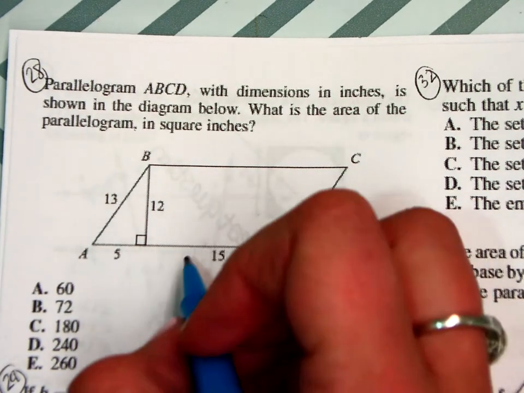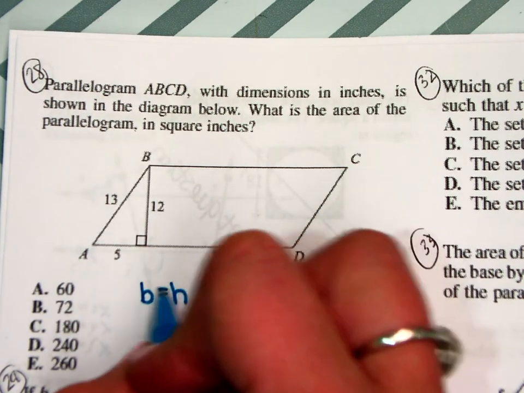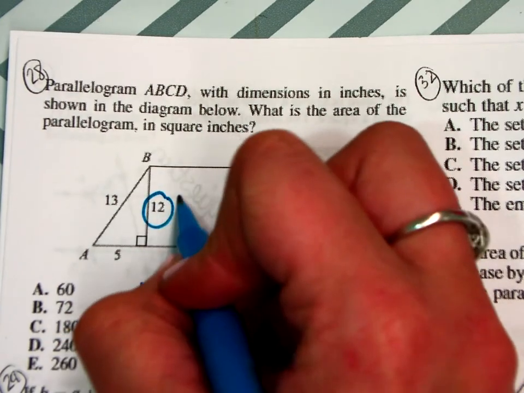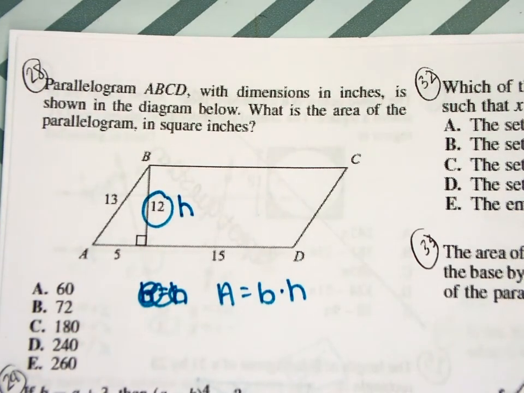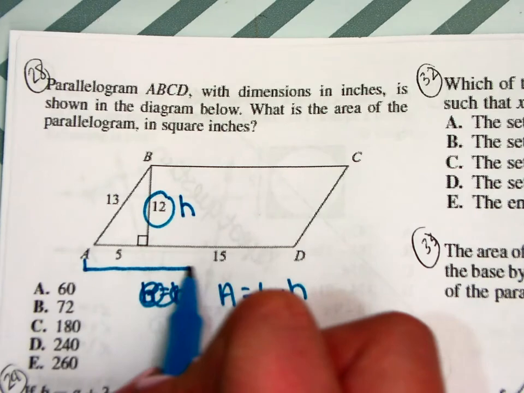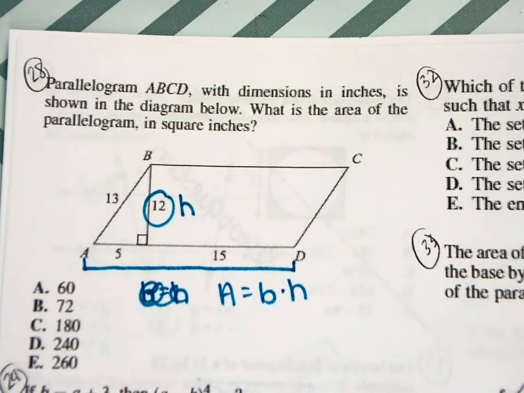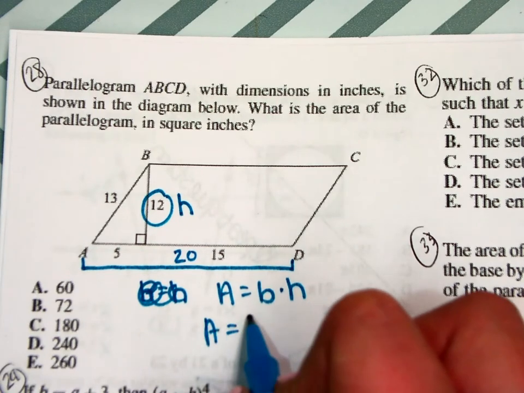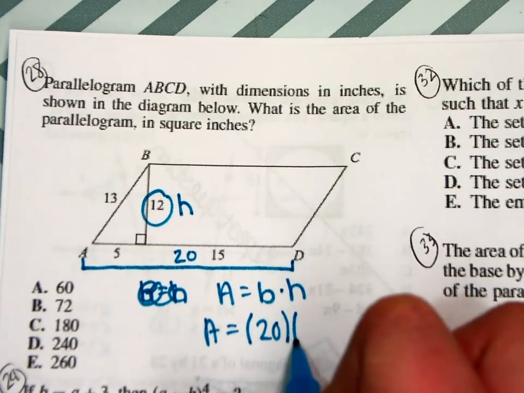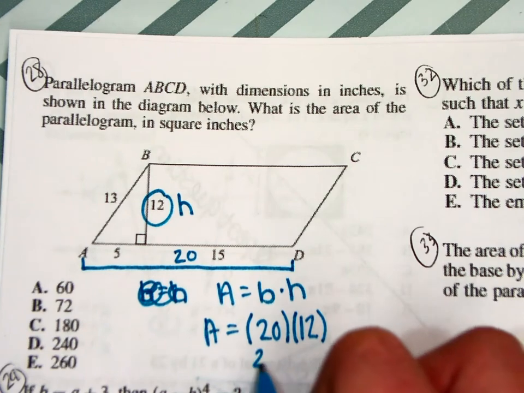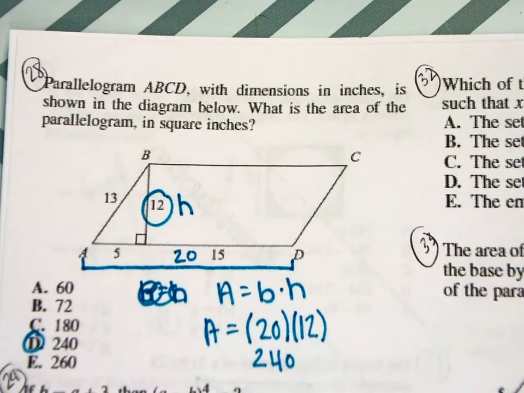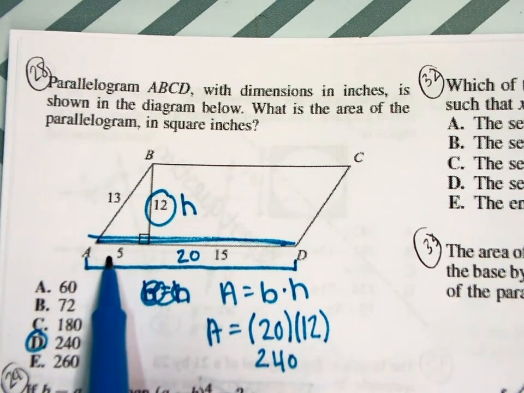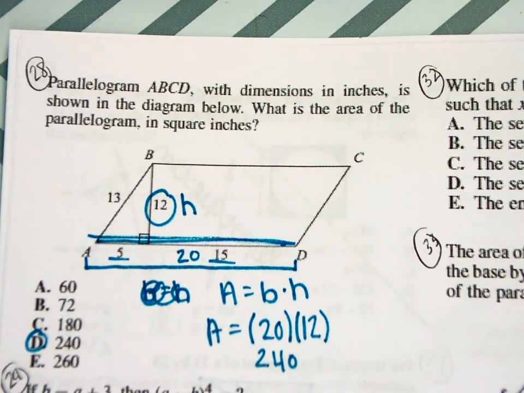Well, the area formula for a parallelogram is area equals base times height. Well, the height is 12 because it's always perpendicular to the base. And then when you're calculating the base, you actually have to add the 5 and the 15 to get 20. So the area formula is base times height. So 20 times 12 is 240. Option D. Remember, the base goes all the way across, so I have to incorporate the 5 and the 15 to get 20.